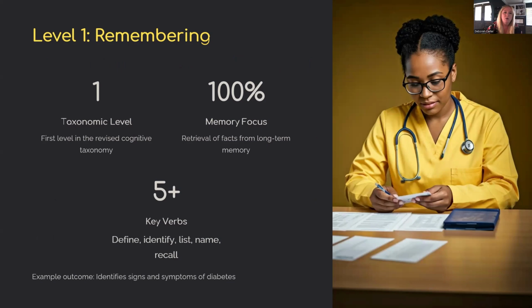Okay, level 1 in the taxonomy, remembering. So the most basic level involves recall of facts and previously learned information. At this level, students demonstrate their ability to retrieve knowledge from memory that they should have learned. And the key verbs you might use in these kinds of objectives would be define, identify, list, name, recall. These kinds of verbs are just basic recall.